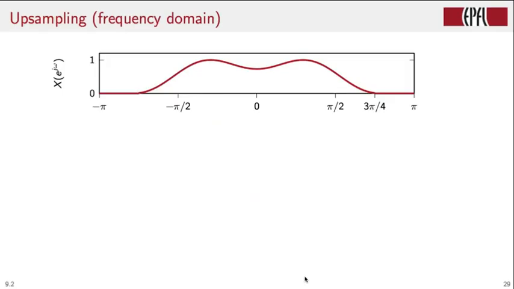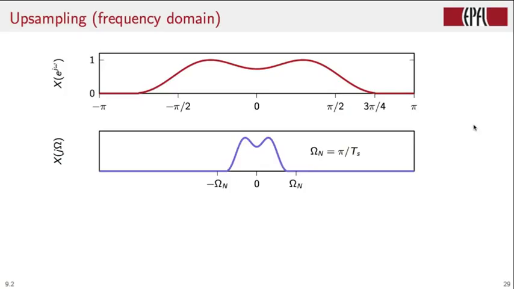In the frequency domain, the process looks like so. Imagine we have a discrete time signal whose spectrum is limited to 3 pi over 4. We interpolate it to continuous time and we get an analog spectrum that looks like this, where our Nyquist frequency is omega N equal to pi over Ts. When we resample with the sampling period which is K times smaller, that is equivalent to multiplying the Nyquist frequency by K. So we make it bigger and we move it over here.